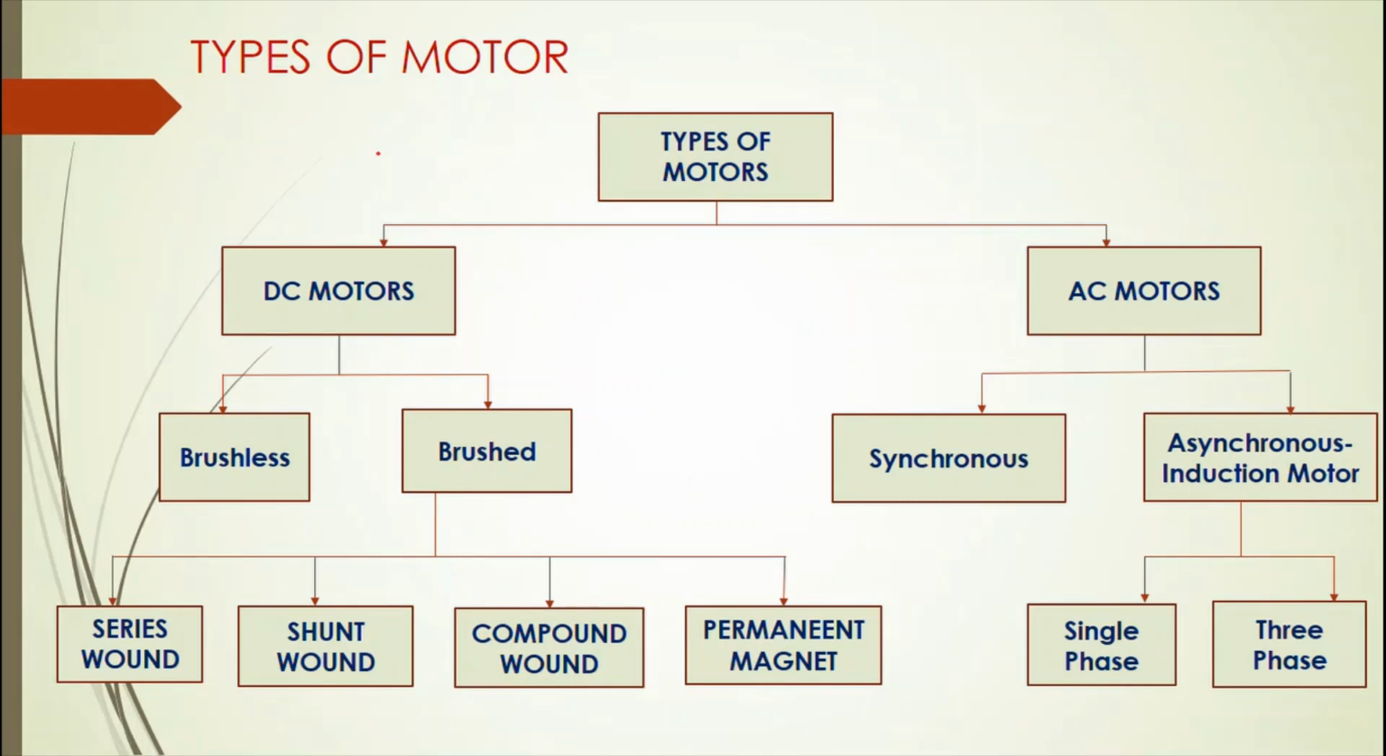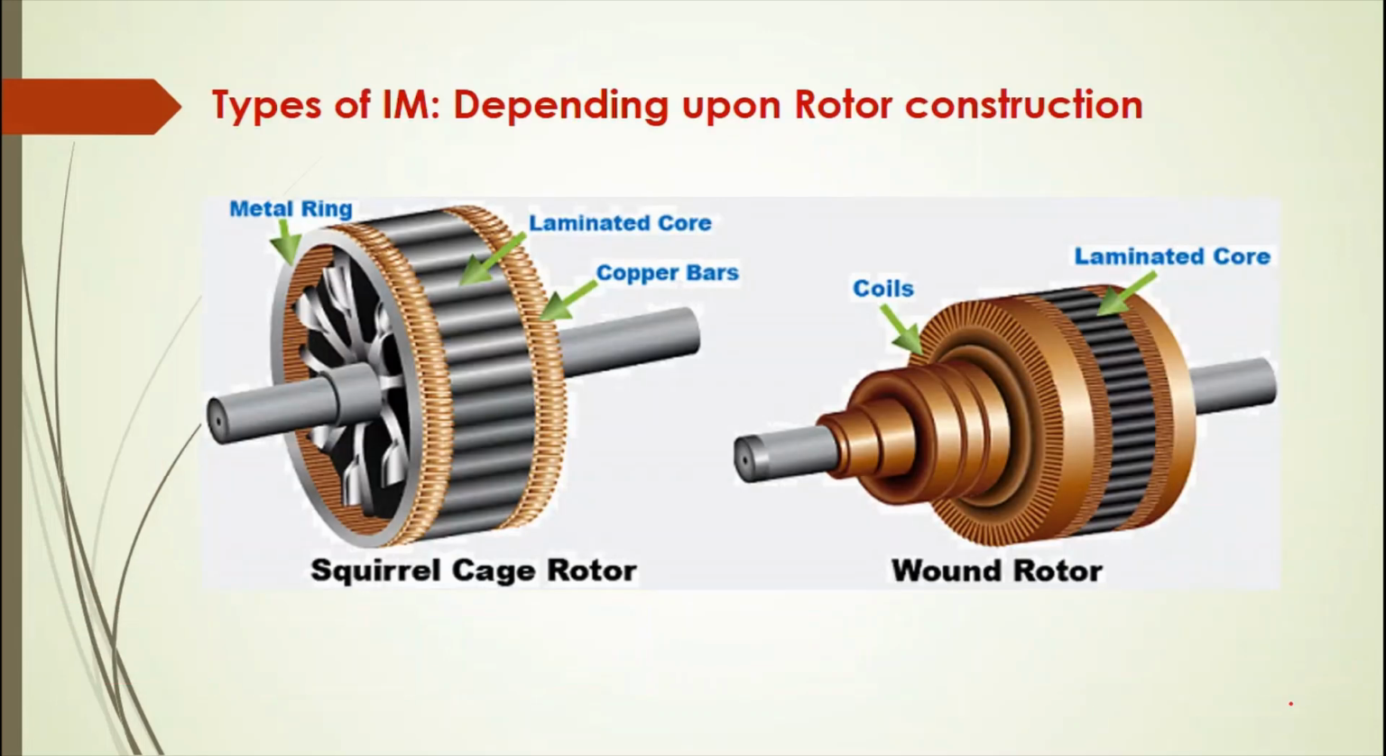A motor is an electric machine that converts electrical energy into mechanical energy. We are well aware of various types of motors, which can be classified into DC motors or AC motors. Talking specifically about the induction motor, it is an AC motor which can be classified into single phase induction motor or three phase induction motor. There is also another classification of induction motor depending upon the rotor construction. That is, it can be squirrel cage rotor or wound rotor.